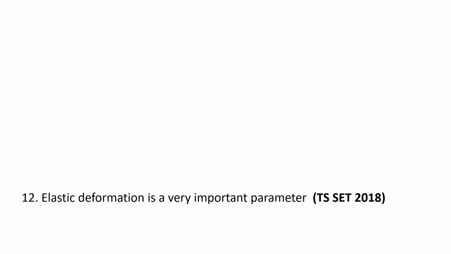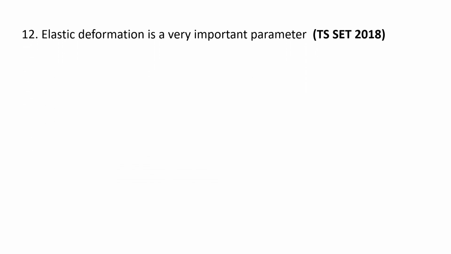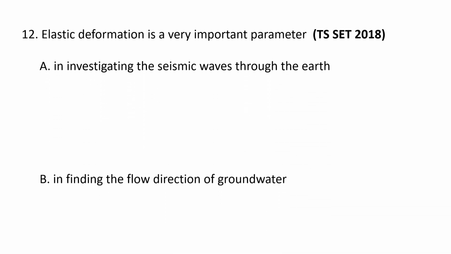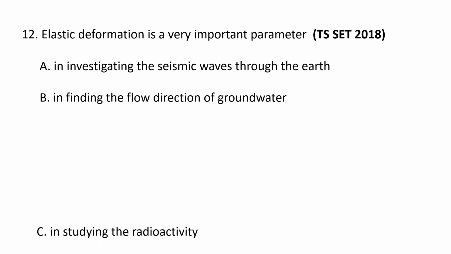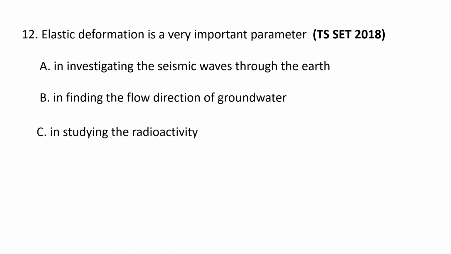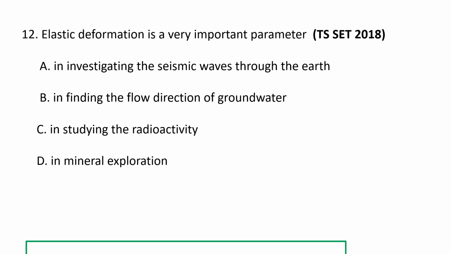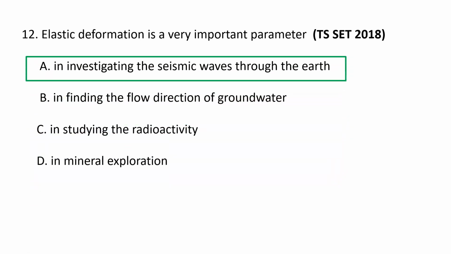Next question. Elastic deformation is a very important parameter. A. In investigating the seismic waves through the earth. B. In finding the flow direction of groundwater. C. In studying the radioactivity. And D. In mineral exploration. So elastic deformation is a very important parameter in investigating the seismic waves through the earth, because seismic velocities define the speed at which the various elastic deformations propagate through materials. So A is the correct answer.